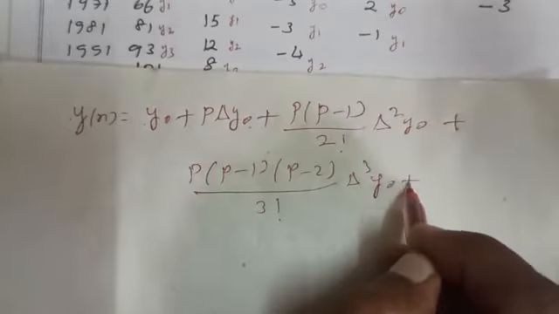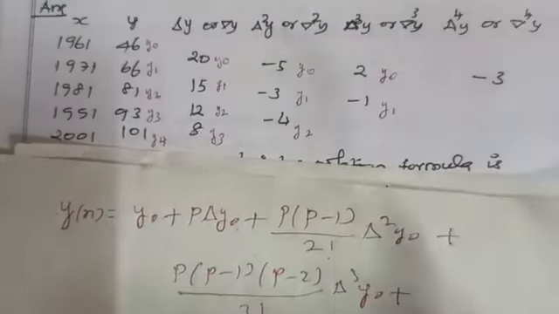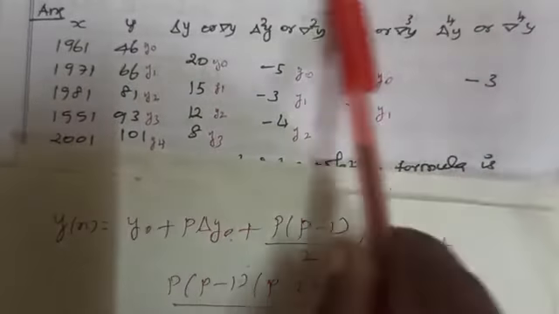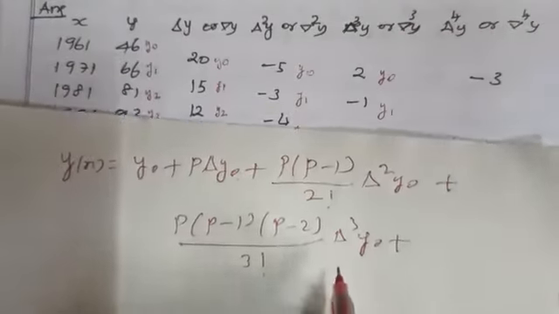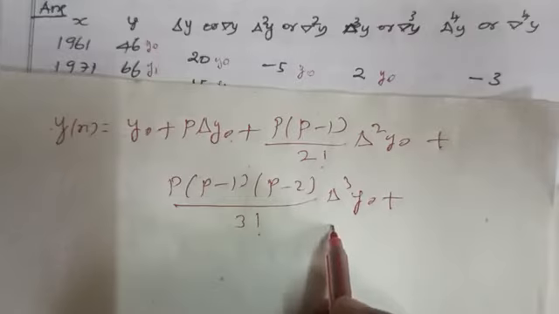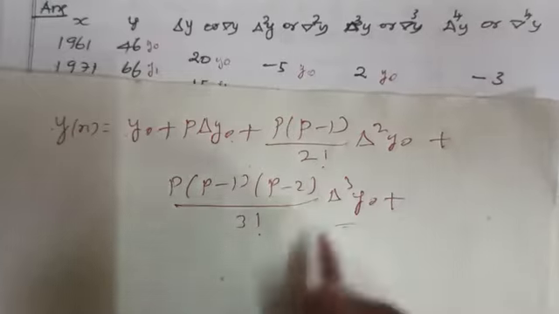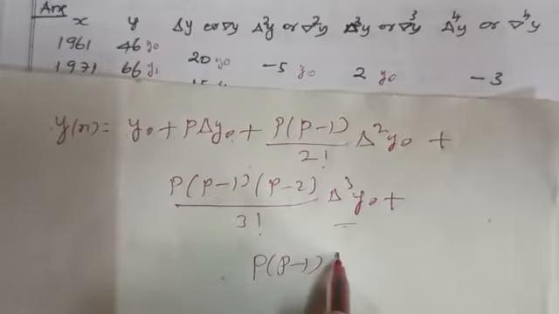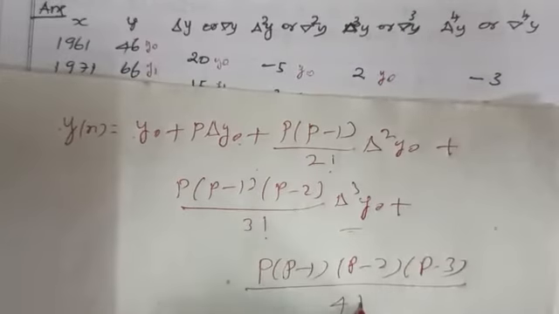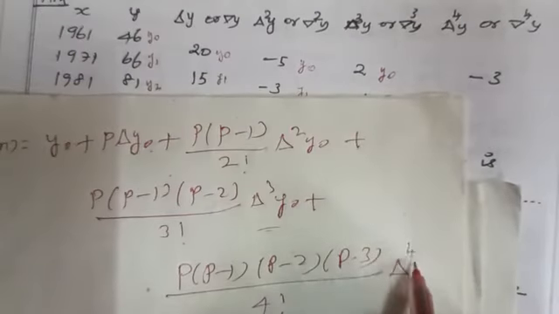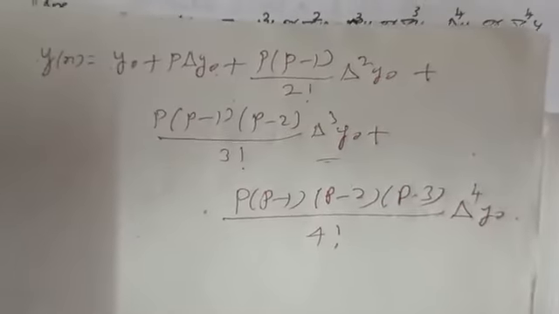This process will continue up to delta power 4 y, the last value in the difference table column. Again, p into p minus 1, p minus 2, p minus 3 divided by 4 factorial delta power 4 y naught. We can stop the process here itself.